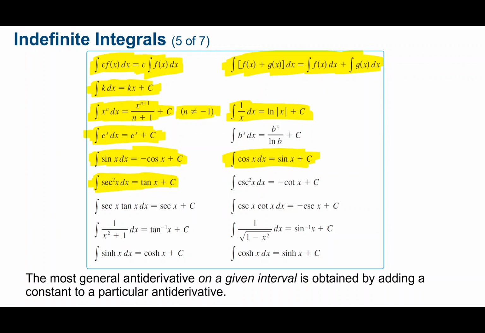So how many is it? 1, 2, 3, 4, 5, 6, 7, 8. Well, really, the top two are properties, so 1, 2, 3, 4, 5, 6, 7. Not too bad. Okay. So with that said, we've got several forms of antiderivative that we can use.